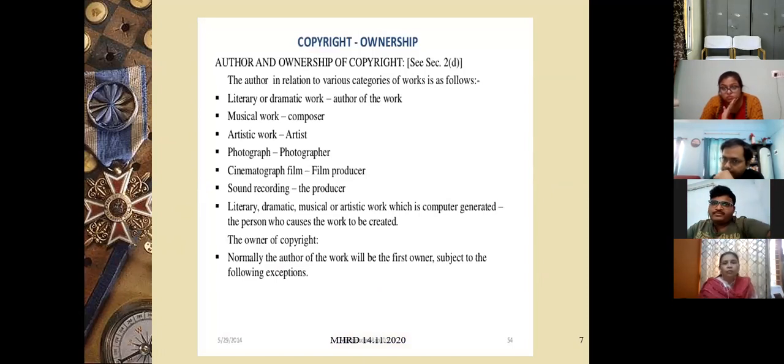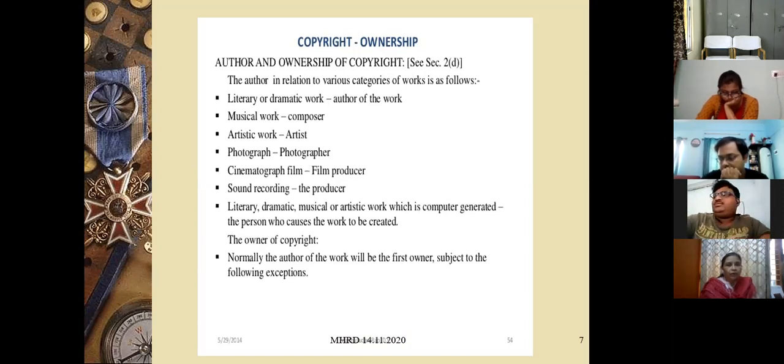Okay. So to understand more about copyright ownership, like, what it endows or gives to a person, the author, in relation to various categories of works is like, either literary or dramatic work. So if you have authored a book or authored a script for a drama or performance, then the composer would have composed a musical theme or a tune, then artistic work, and photograph also. Even cinematograph films produced by film producers are subject to copyright. Sound recording, literary, dramatic, musical, or artistic work, so all of them are subject to copyright ownership.